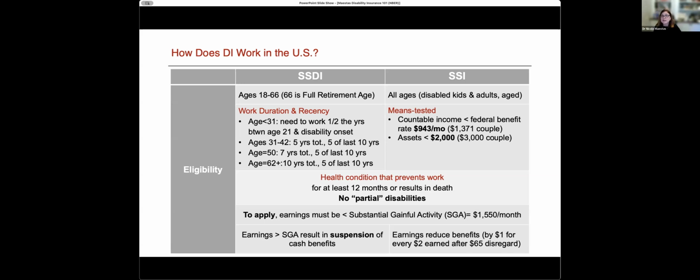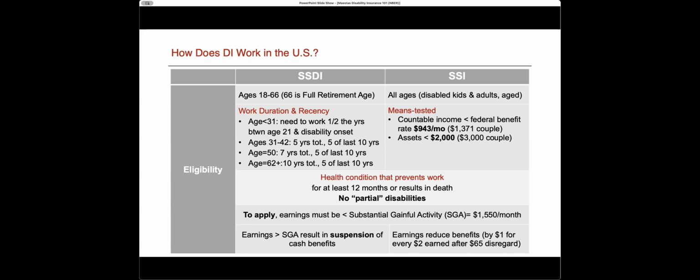Yes, quick question. For the income, if it's a disabled child, are they looking at the income of the parents, or is it still the child? Oh, for SSI? Yeah, I think it's the parent income that is taken into account, and parent assets. Thank you.